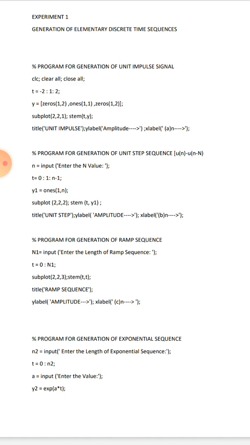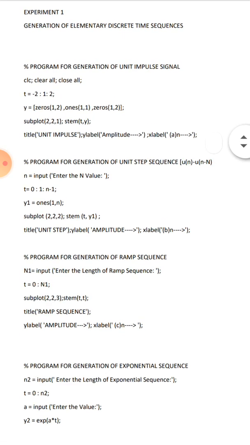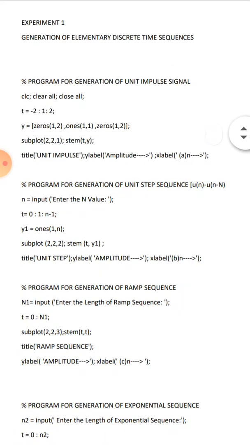So you have already installed MATLAB and I hope you are familiarized with the menu options in your MATLAB app. So in your first experiment, we are trying to generate elementary discrete time sequences. Discrete time sequences are nothing but signals shown at discrete intervals of time. So that is what a discrete time sequence is.